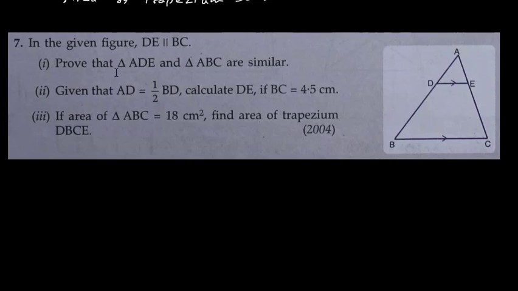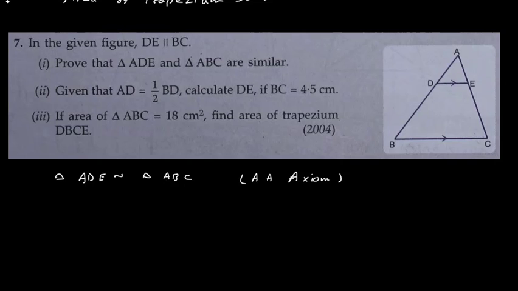So proof. You can easily prove that triangle ADE is similar to triangle ABC. Criteria will be AA test or AA axiom. You will say that AA axiom here. But you have to show how the two angles are equal. As we have done in a few problems, I am not doing it here.